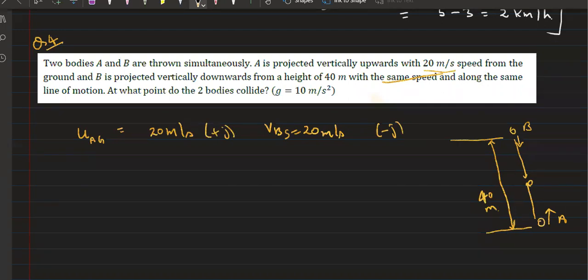Okay. Now tell me, what will be the speed of A with respect to B?